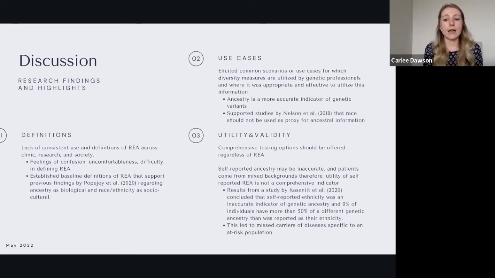A previous study actually did evaluate the effects of self-reported ethnicity, and this led to missed carriers of specific diseases within at-risk populations. So while obtaining accurate ancestral information may come with barriers, we can make a collaborative effort to ask questions in more consistent ways across clinic or lab, and accurate information then may diversify the genetic databases to better classify uncertain results and inform a better impact on different populations.